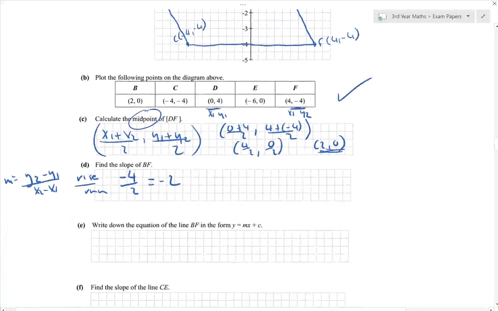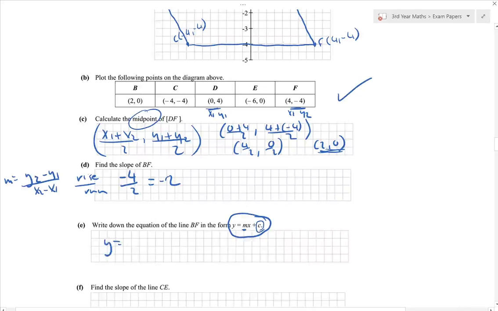Now we know there's two ways of finding the equation of the line, or two formulas. They've specifically asked you to write it in the form y equals mx plus c, so you can use that formula straight away. We know m stands for the slope and c is where the line cuts the y-axis. So we know the slope is minus 2 from the previous part.